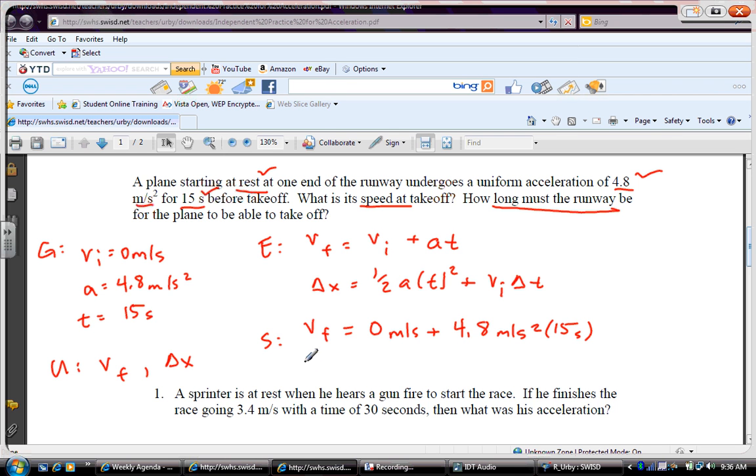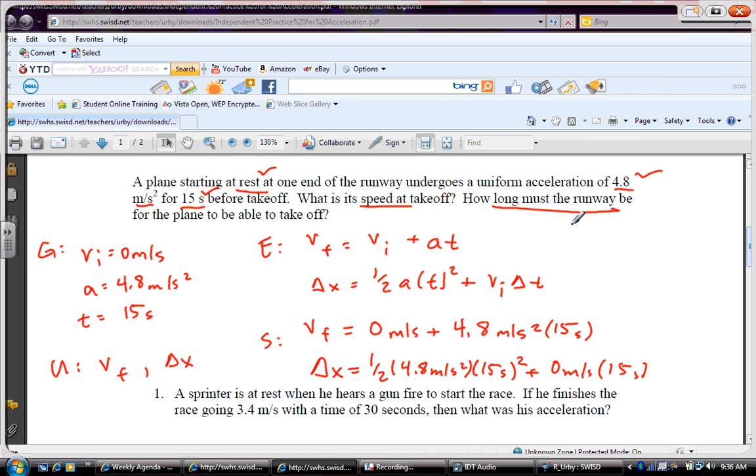Alright, now the second equation here, if we fill that in for displacement, would be displacement equals 1/2 times the acceleration, which is 4.8 meters per second squared. Again, you don't have to square this, times the time, 15 seconds, squared. Now you do have to square this 15 before you actually do everything else in this part of the problem. You'll add the initial velocity, which is 0 meters per second, times the 15 seconds.